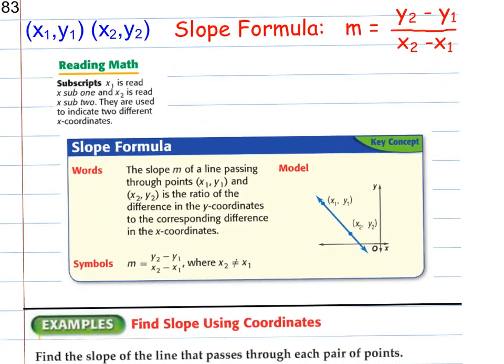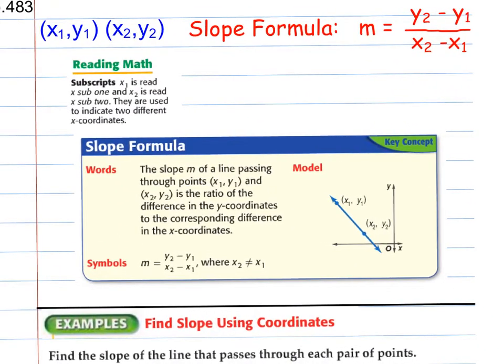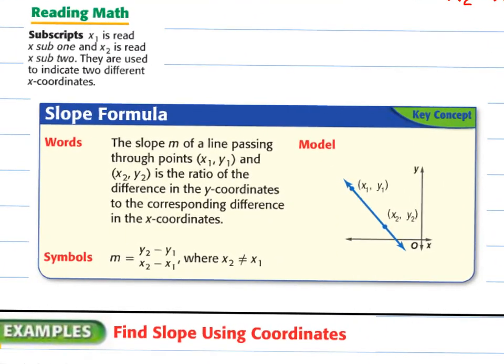So again, remember that this is my slope formula. We need this. These subscripts are read, x1 is read as x sub 1, and so on. So x sub 1, y sub 1, x sub 2, y sub 2. So these are subscripts, that's why they're lower. Okay. Slope formula, again, is written below.